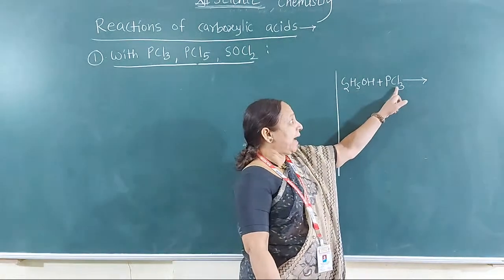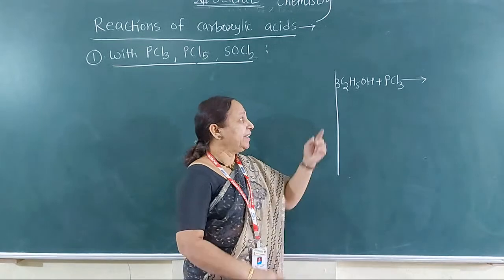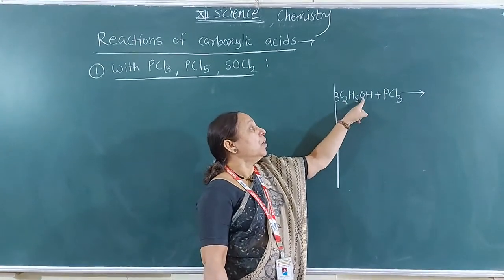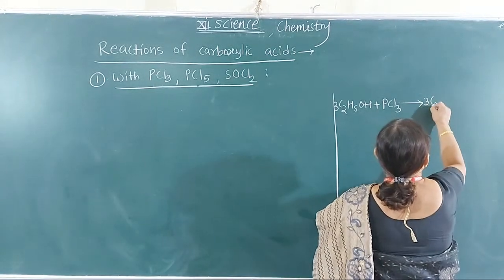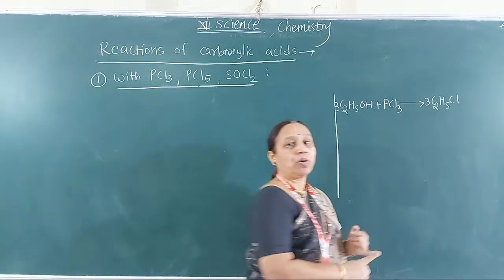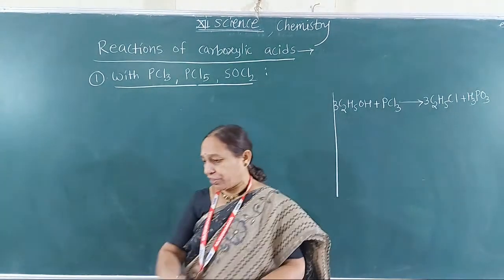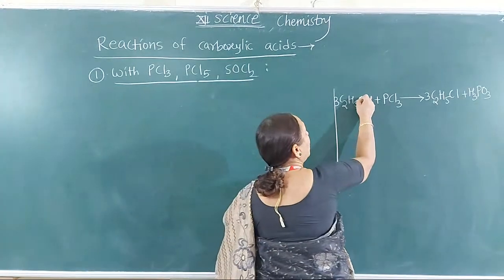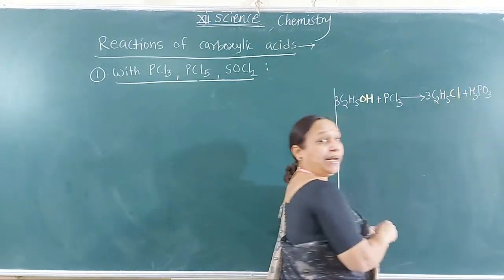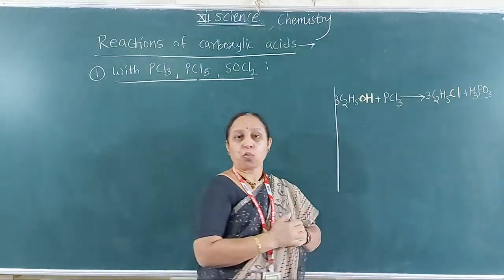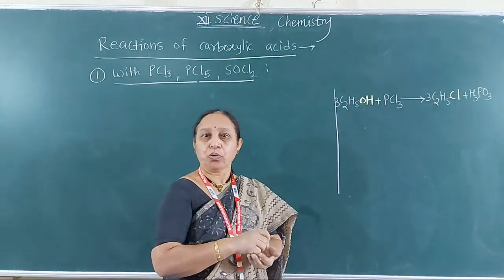When phosphorus trichloride reacts with alcohol, 3 molecules of alcohol are required, and these 3 OH, the alcoholic functional group of alcohol, are replaced by chlorine, and thus the product is 3 molecules of chloroethane, ethyl chloride, with the side product H3PO3. In this reaction, the alcoholic functional group OH is replaced by chlorine Cl, and the product is ethyl chloride, chloroethane.